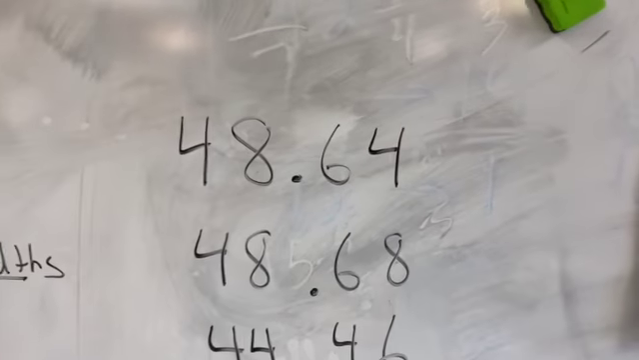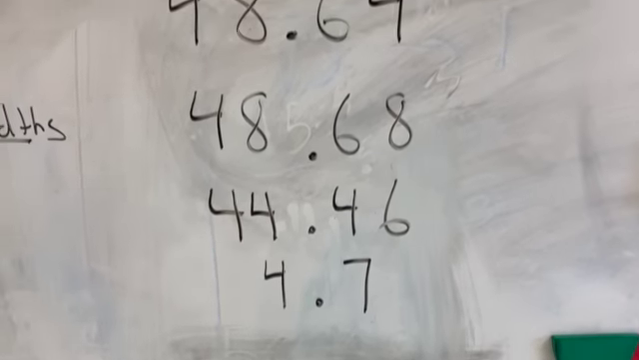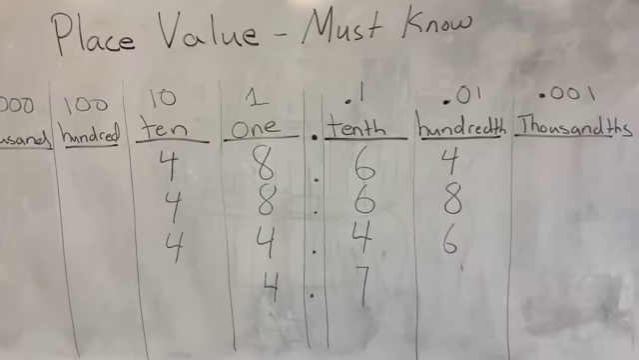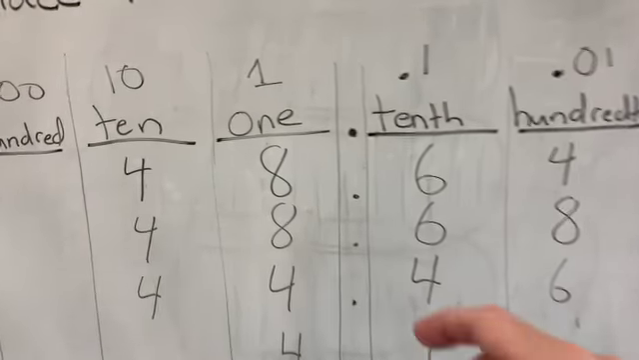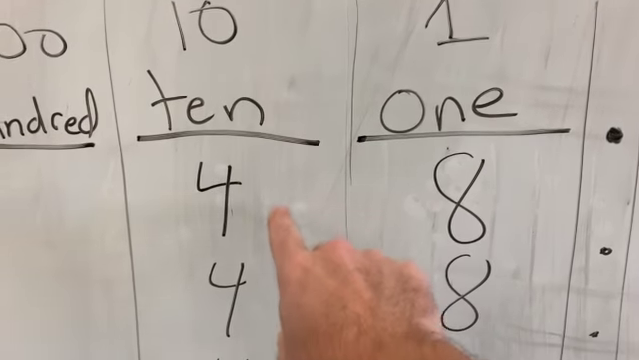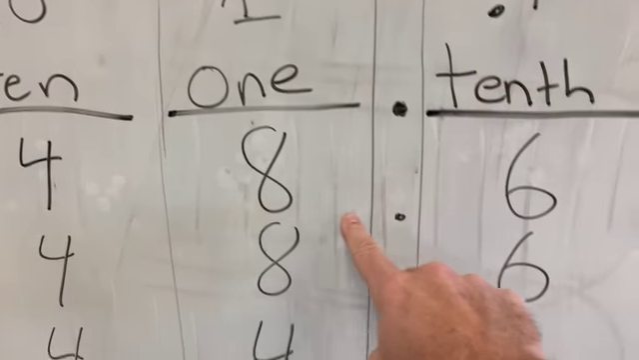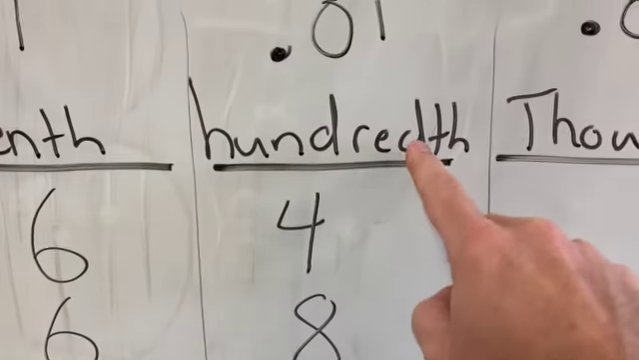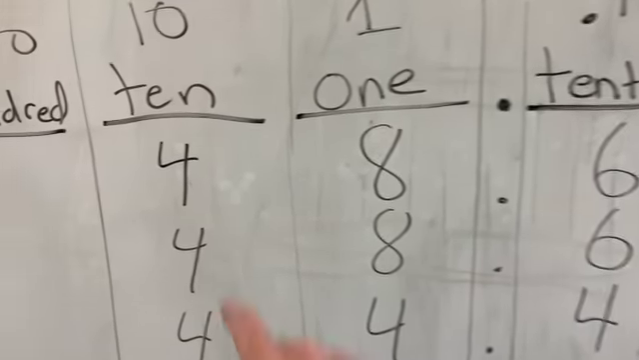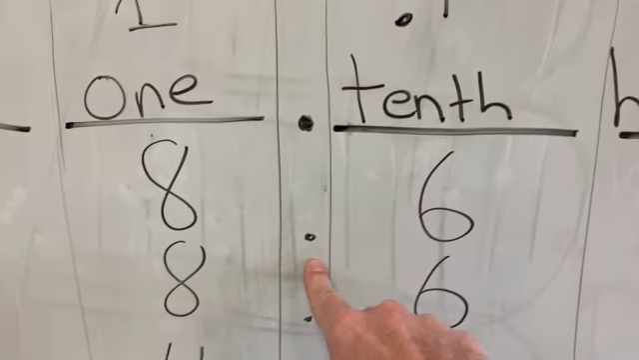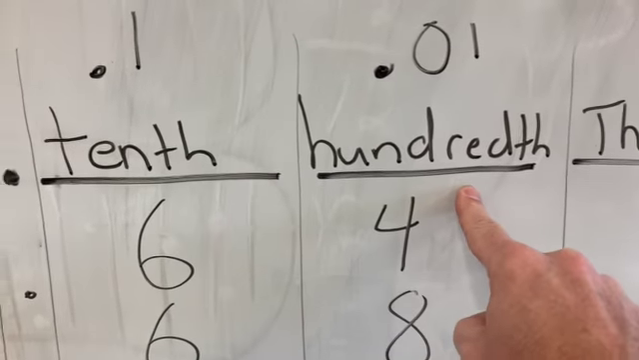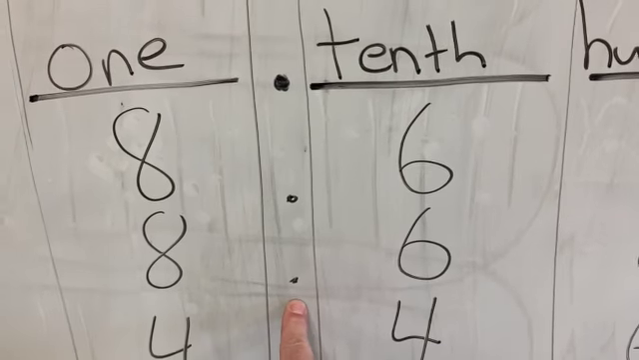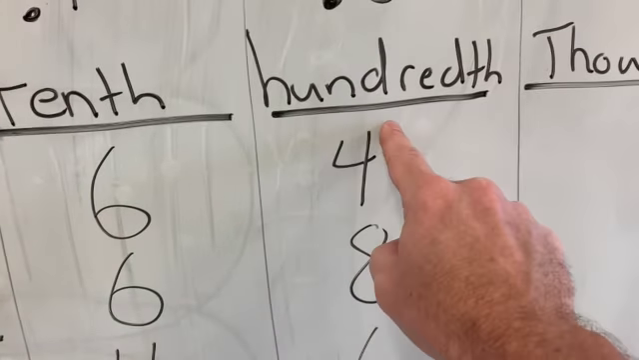The students, when they are comparing and ordering decimals, say they have a list like this. This is what they should do. Once they've created their place value chart, they can take their decimals and place them into the place value chart. In the tens place, we have a 4. In the ones place, we have an 8. We have a decimal in our decimal column, a 6 in the tenths, and a 4 in the hundredths. We would call this number 48 and 64 hundredths. We also have 48 and, always use "and" for the decimal, 68 hundredths.